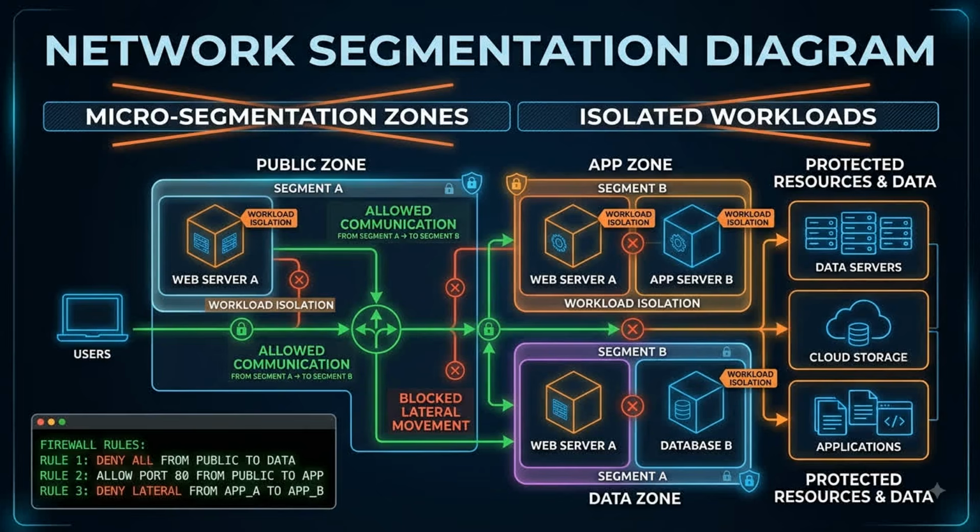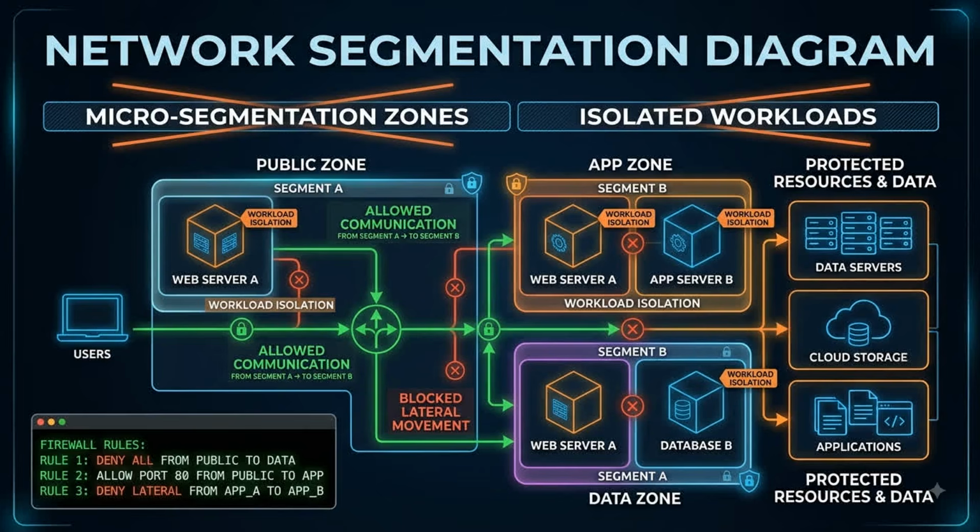Network segmentation divides the network into isolated zones. The old model had one trust zone. Get past the firewall and you could reach everything. Zero trust eliminates this. Instead, the network is divided into segments. Segment A is the public zone. Segment B is the application zone. Segment A is the data zone. Each segment is isolated. Communication between segments is restricted.